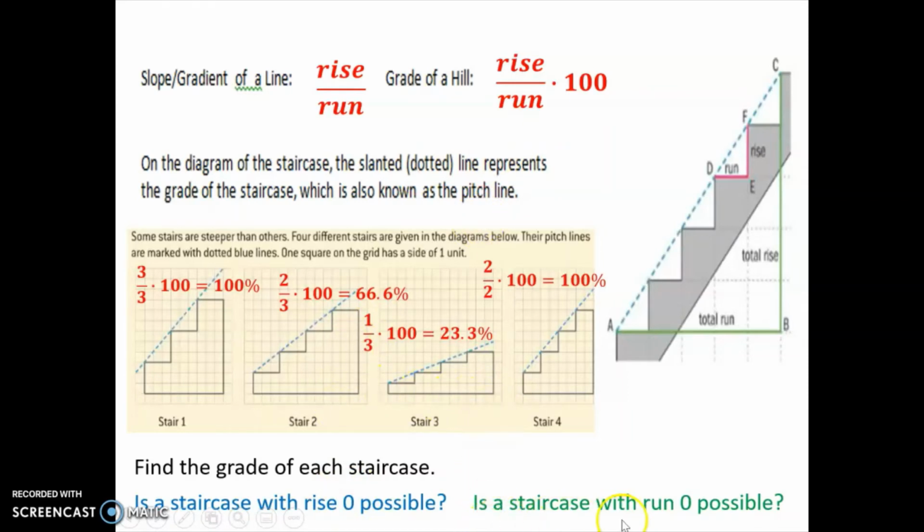How about this? Is a staircase with run 0 possible? Okay, that one also, I guess you could say it is, but again, not a staircase. If there is no run on your staircase and there's only rise, we're basically talking about a wall, right? It's just rising, it's not running. It's just a wall, straight up and down.